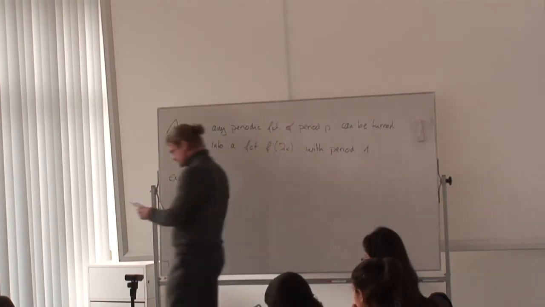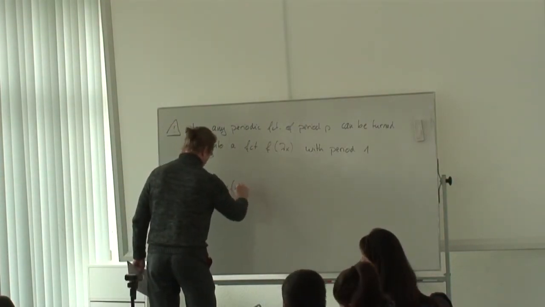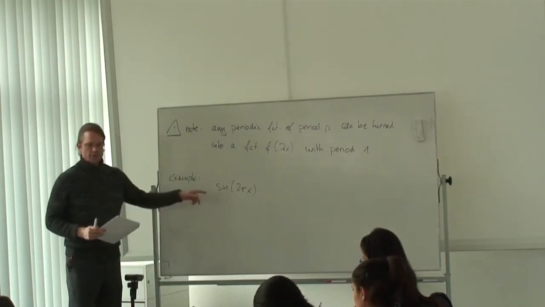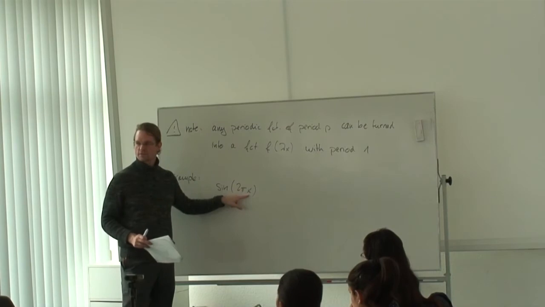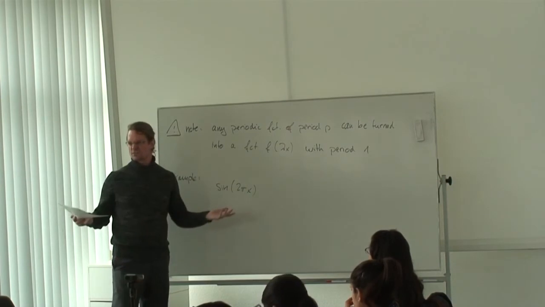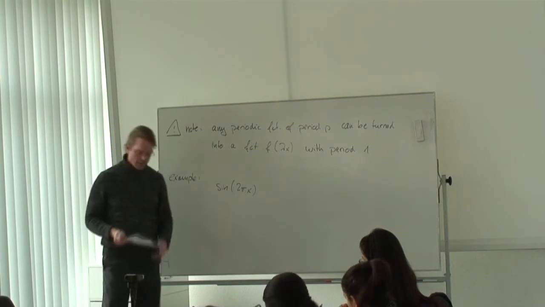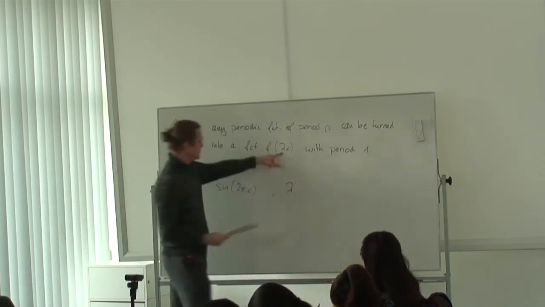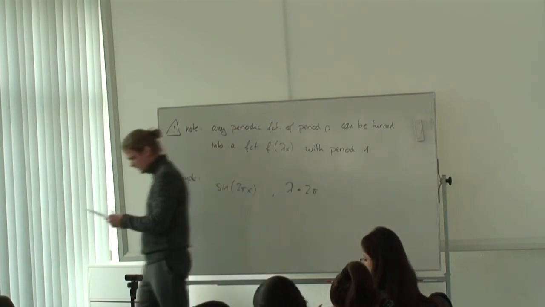Here is an example. We could consider the function sine of 2 pi x. This one is now of period 1, right? Because let's plug in 0 here, then this is the same as sine of 0. If we plug in 1, we get sine of 2 pi, which is the period of the original sine function, and then it repeats itself. Right? So sine of 2 pi x is a function of period 1, and this factor lambda here in our case is 2 pi.